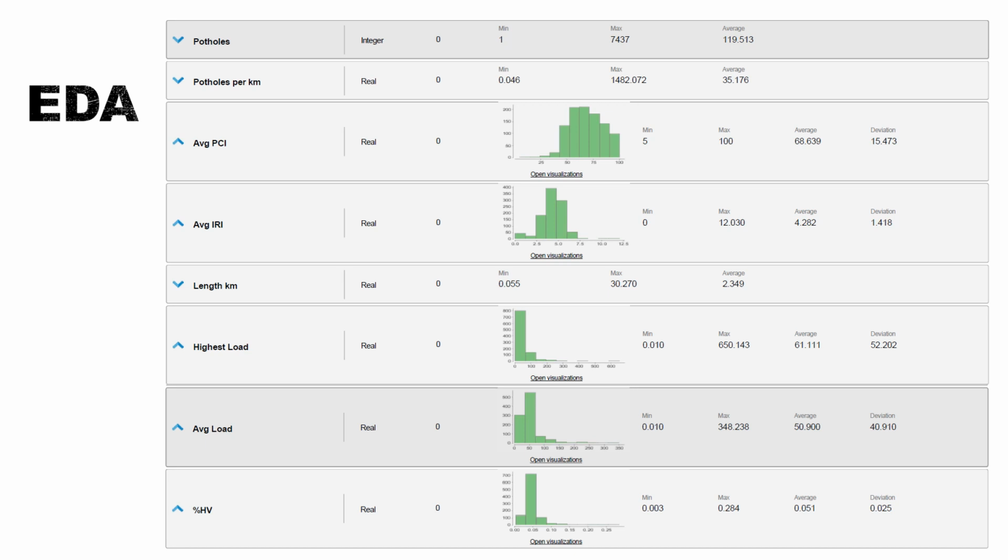As seen in the EDA, the data show most Montreal roads have a PCI of 68, which is considered fair. The higher the pavement condition index, the better the road condition. As for the IRI, which is the surface roughness, the lower the IRI, the better the road is. So for an average of 4.2, we can consider the surface roughness of most Montreal roads to be reasonable. For the percentage of heavy vehicles, most Montreal roads have a low percentage of heavy vehicles.